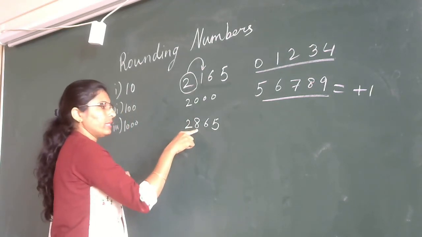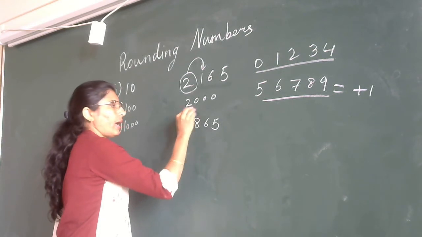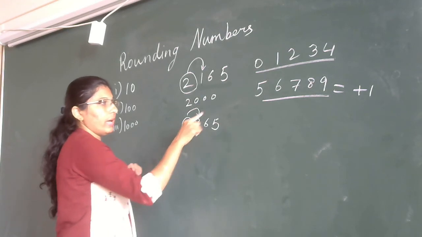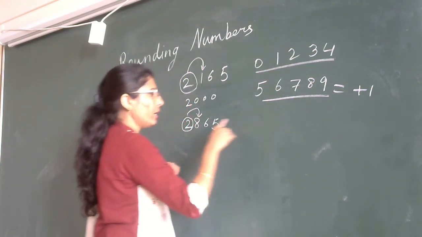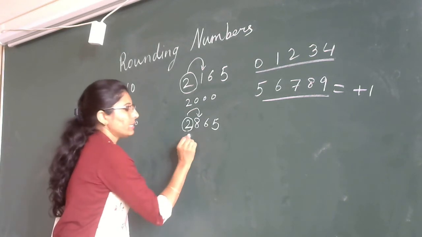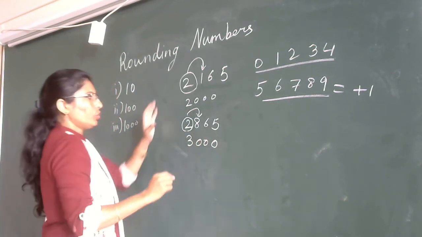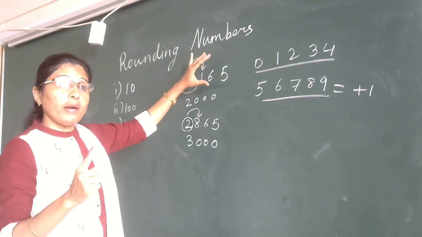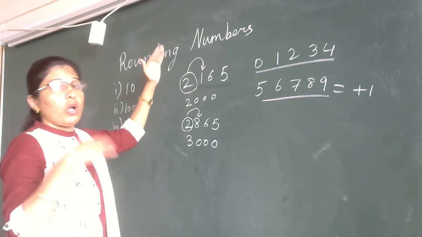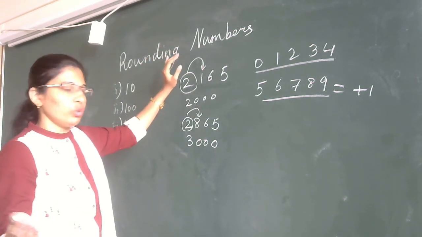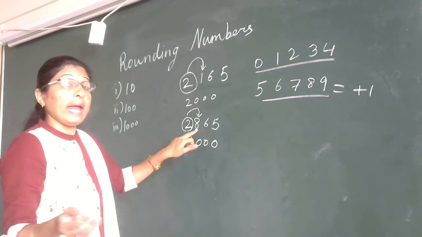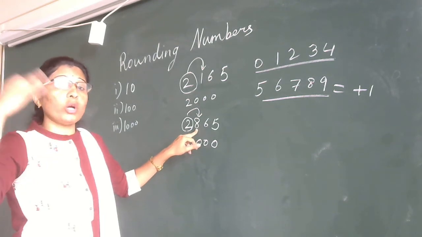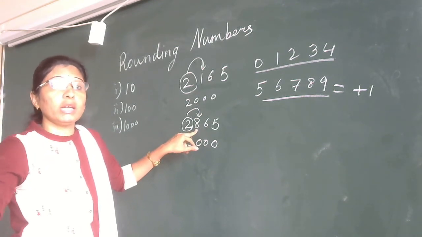2865. So 8 is there, which means we have to circle this and we have to see the previous number. Here 8 is there. 8 means we have to plus 1 to the circle number. So that is 3. By seeing also we can say it is 2100. So 100 means it is nearer to 2000 or 3000, it is nearer to 2000. But if it is 800, so 8 is nearer, it is greater. So it is nearer to 2000 or 3000, it is nearer to 3000.